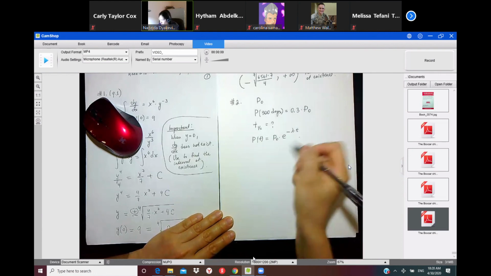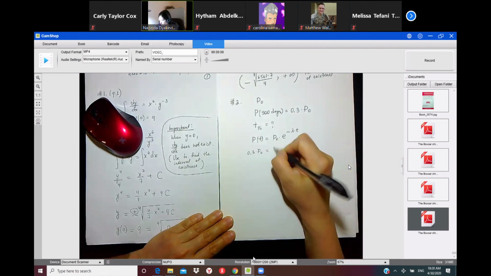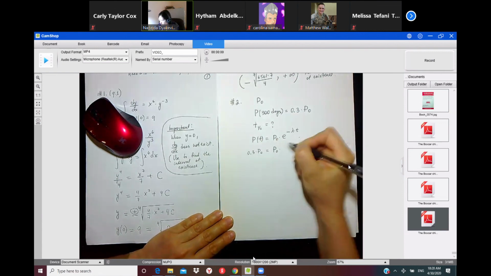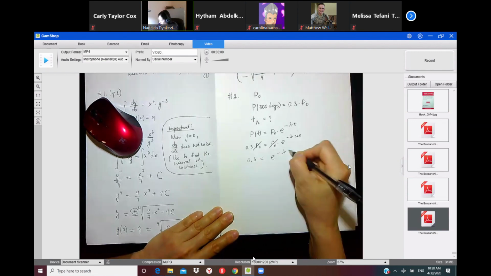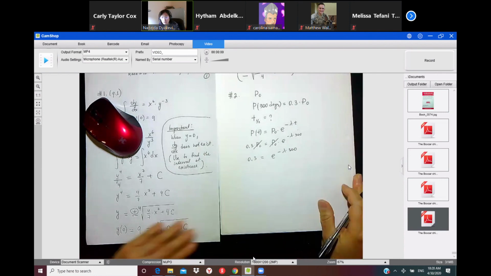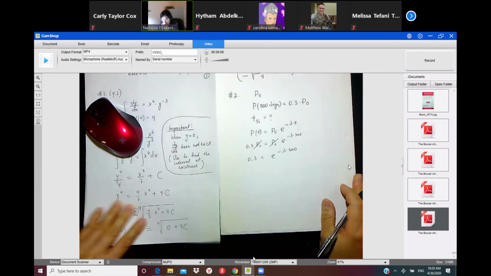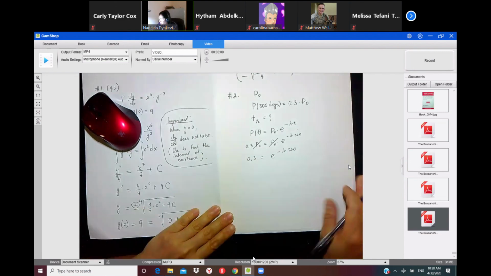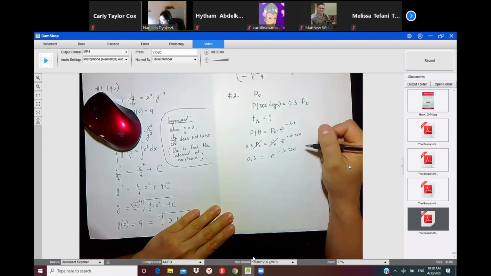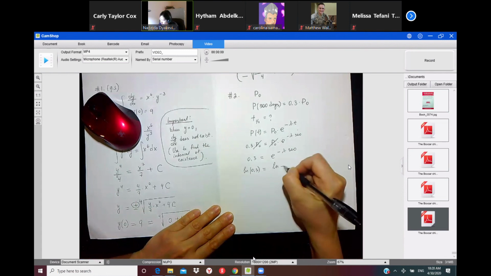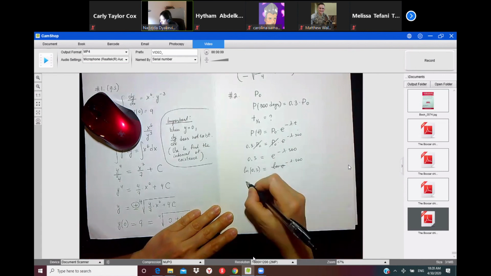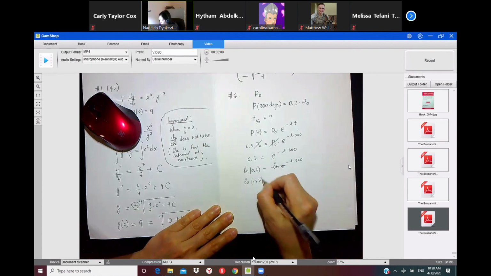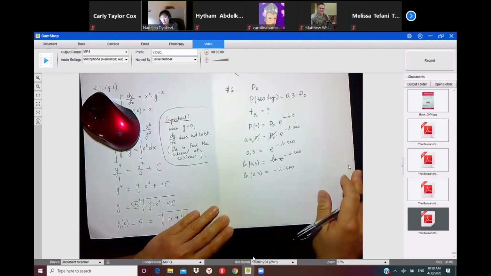So we have 0.3 times P sub 0 equals P sub 0 E to the minus lambda times 300 days. Divide both sides by P sub 0, and you get 0.3 equals E to the minus lambda 300, right? So we will take ln of both sides and cancel here. So we get ln of 0.3 equals negative lambda times 300. I'm going to divide both sides by negative 300.